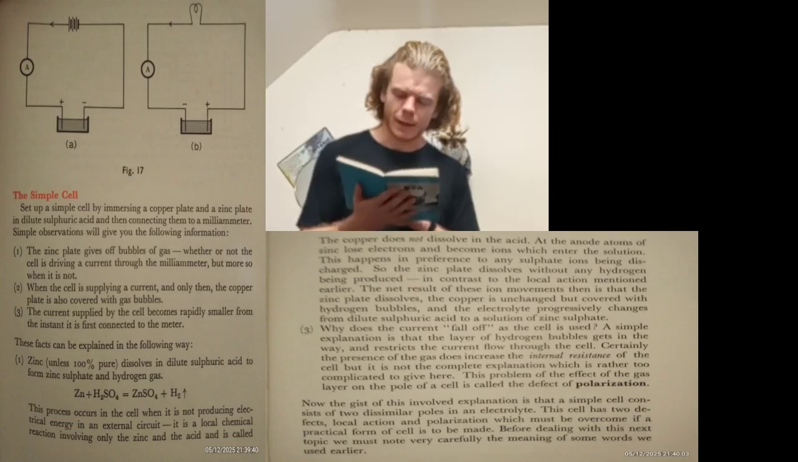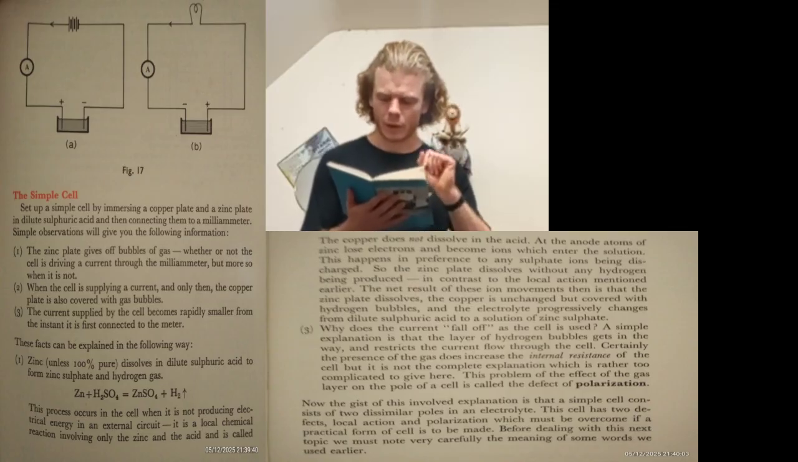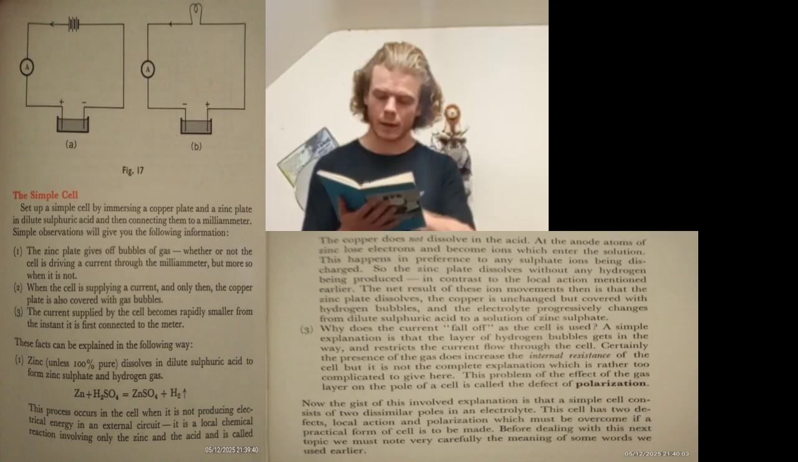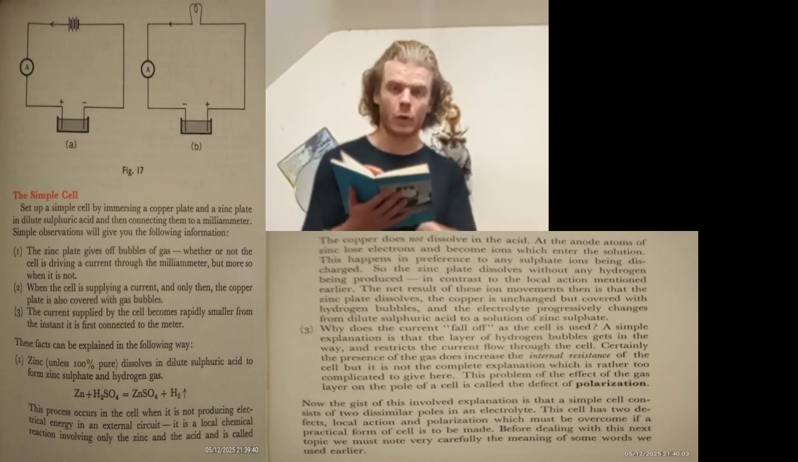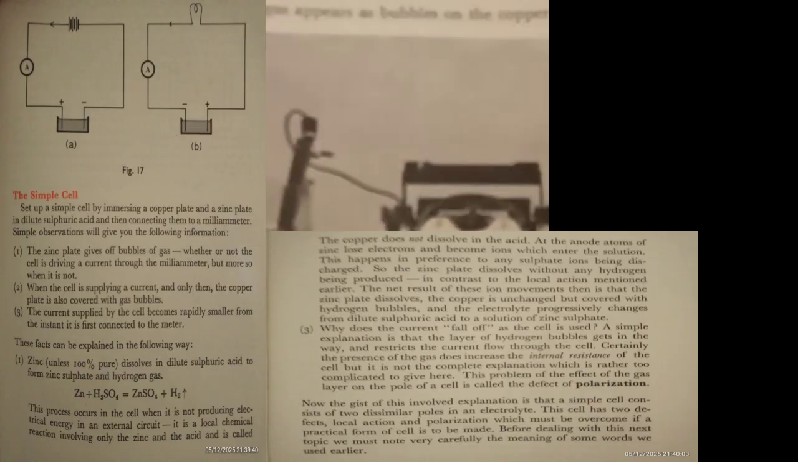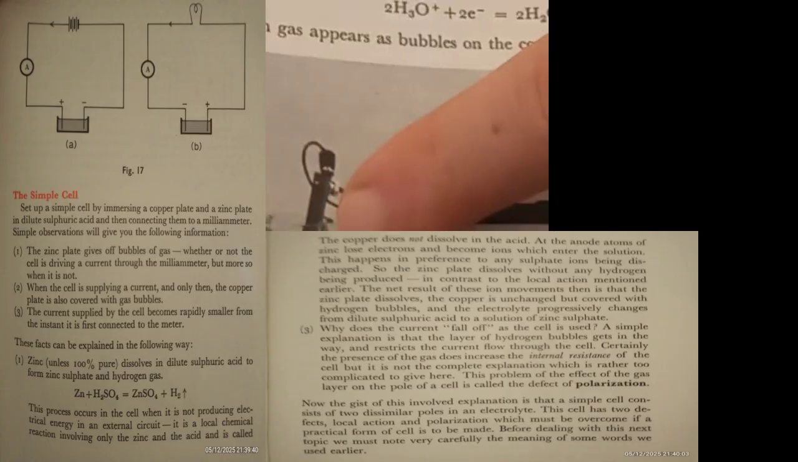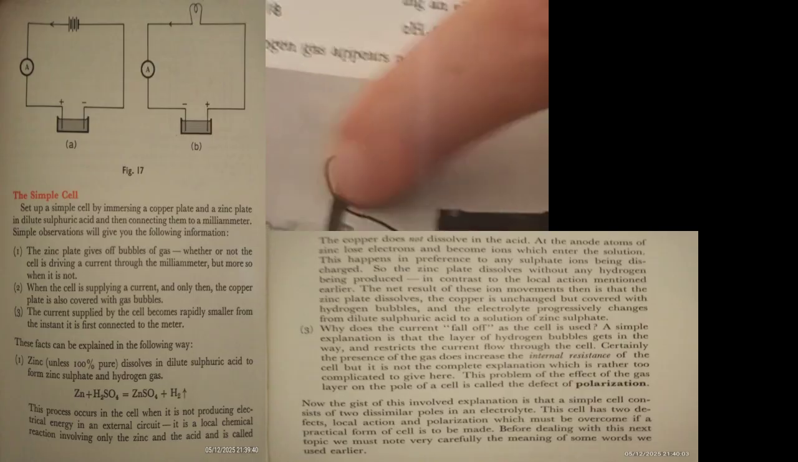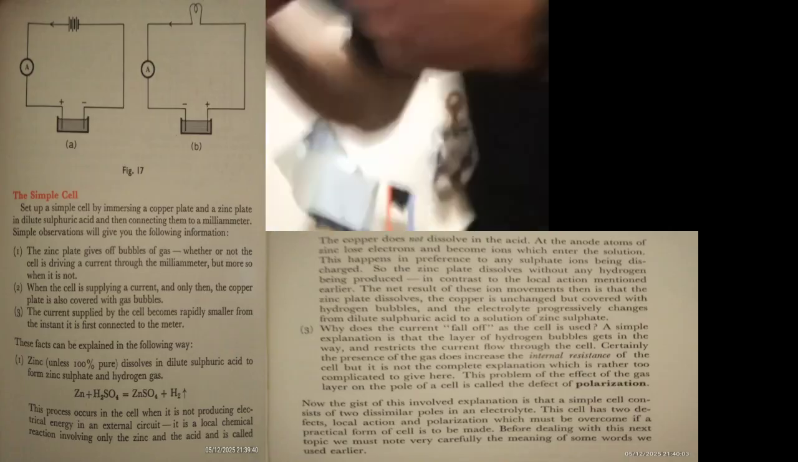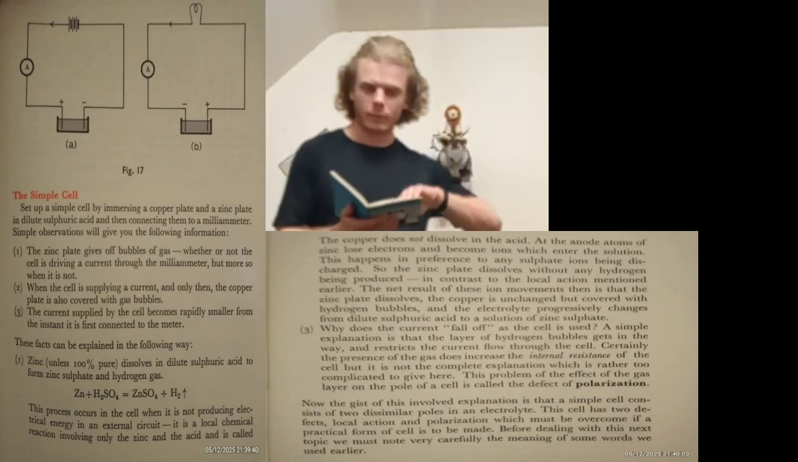Set up a simple cell by immersing a copper plate and a zinc plate in dilute sulfuric acid, and then connecting them to a milliammeter. Simple observation will give you the following information. Now, this is the setup. There are copper and zinc plates connected with cathode and anode, and we have a milliammeter. I don't really understand it.